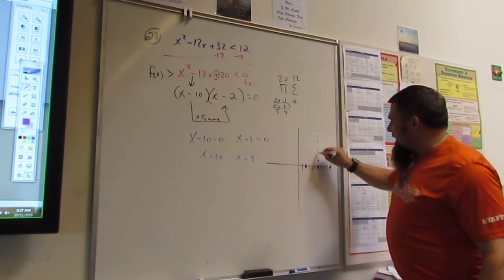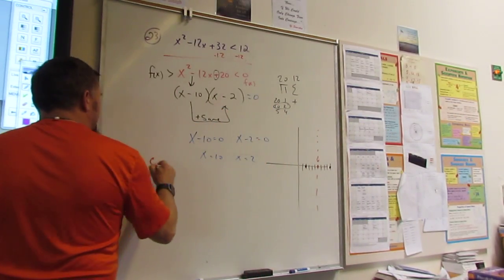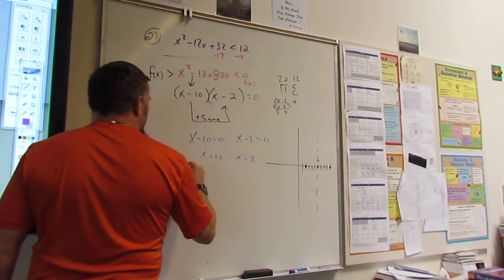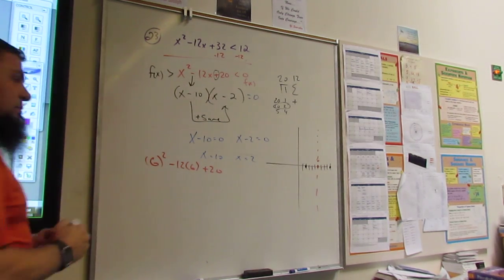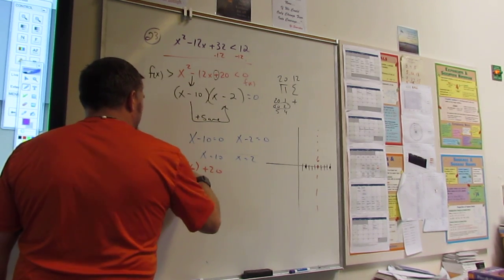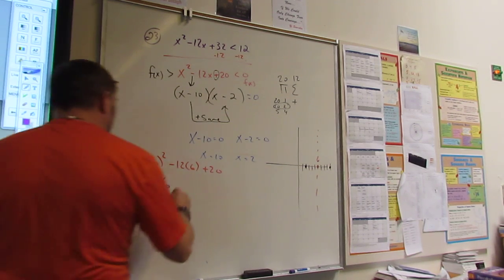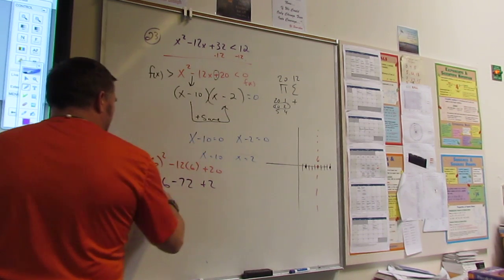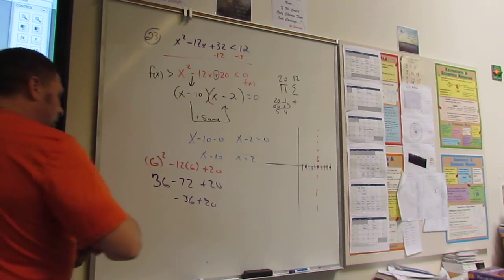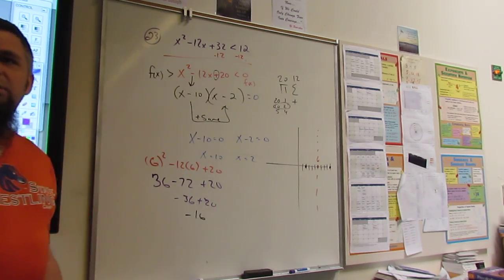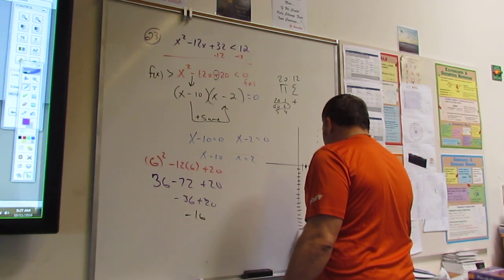So that is my axis of symmetry. So I can just plug in 6. If I plug in 6, I get 6 squared minus 12 times 6 plus 20. So what is 6 squared? 36. And what is 12 times 6? Hopefully it's twice that. 72 plus 20. That's minus 36 plus 20. And that's what? Minus 16. So at minus 16, 1, 2, 3, 4, 5, 6, 7, 8, 9, 10, 11, 12, 13, 14, 15, 16.